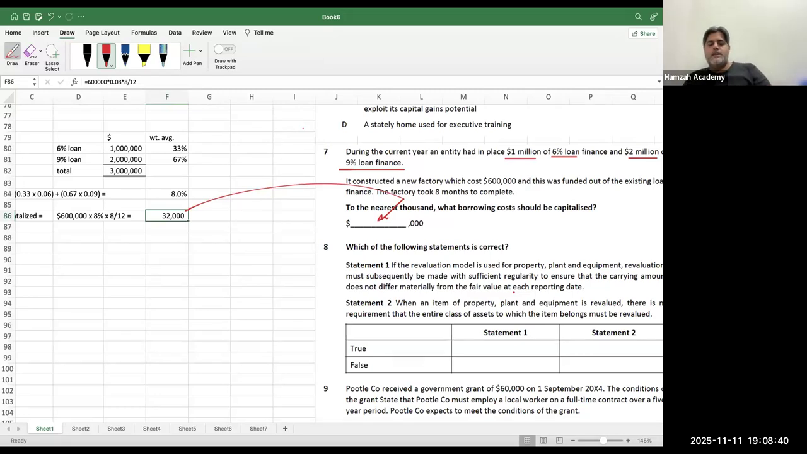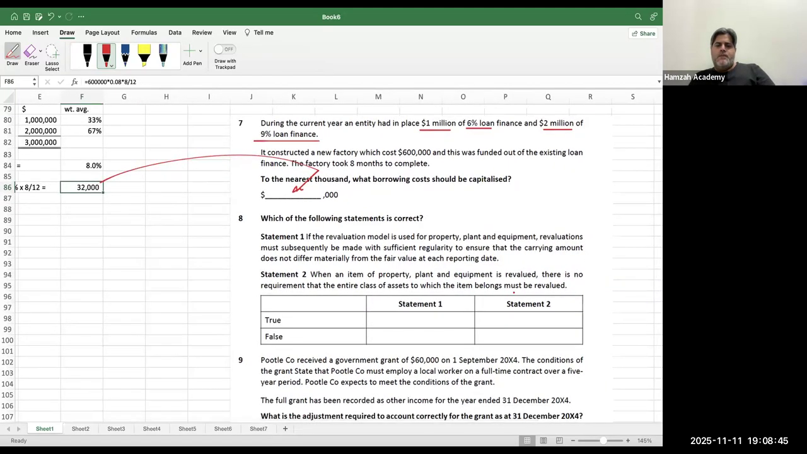Now, question number 8. Which of the following statements is correct? So I have this statement 1 over here. If the revaluation model is used for property, plant, and equipment, revaluations must subsequently be made with sufficient regularity to ensure that the carrying amount does not differ materially from the fair value of the asset at each reporting date. So this statement is true over here because you have to do the revaluations on a frequent basis to ensure that the values are up to par.